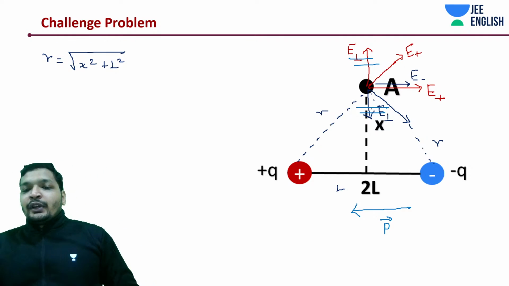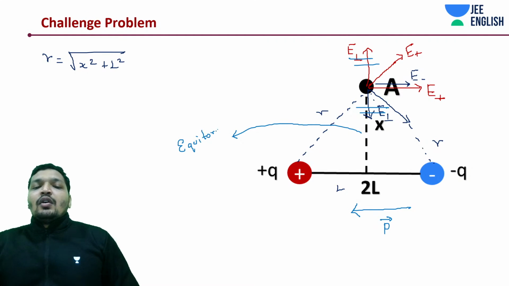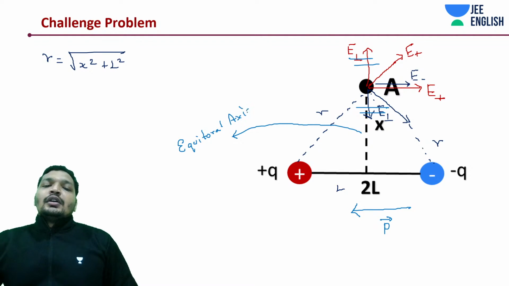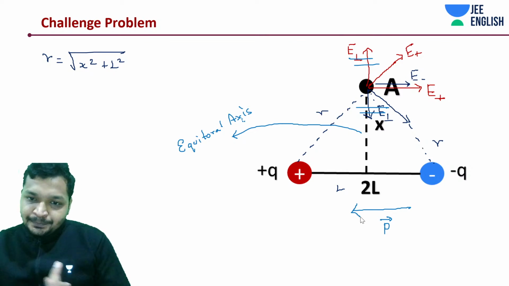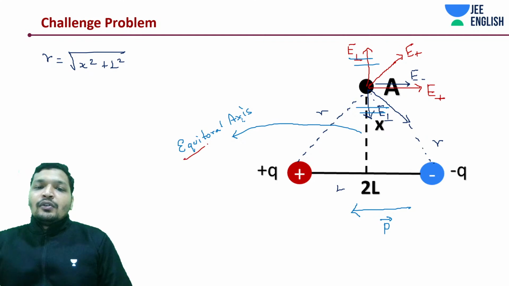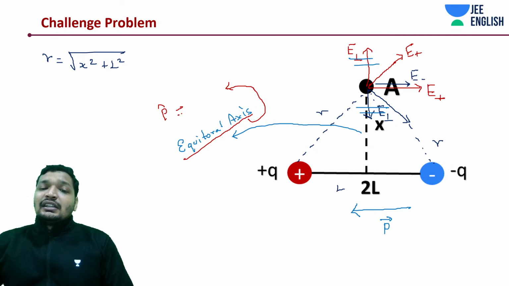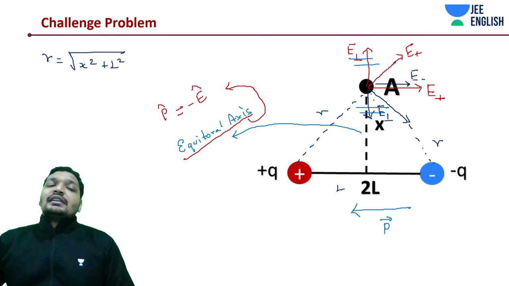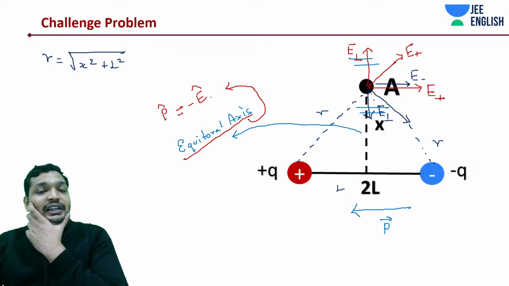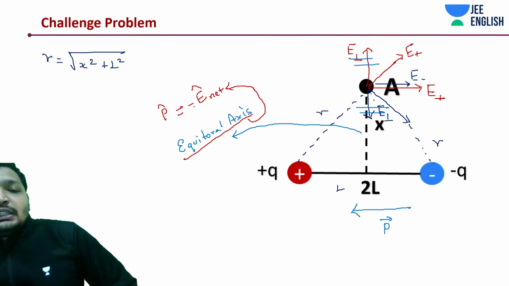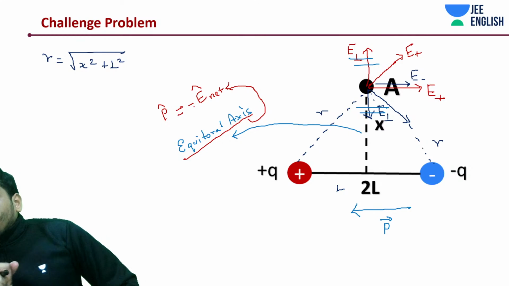So it's on the equatorial axis, right? That's when this is possible. On the equatorial axis, what have you observed? You observed that the dipole moment has a negative direction to that of its electric field. I'm denoting the net electric field unit vector with E net cap, and the dipole with P cap. So both are in opposite directions.